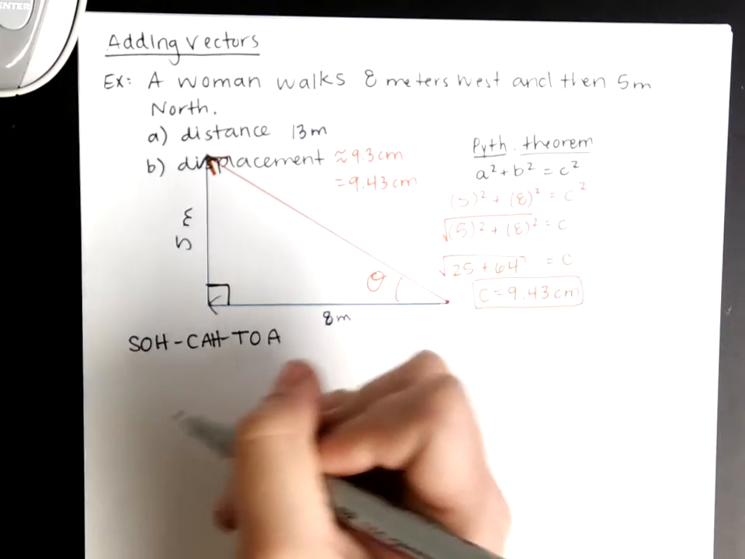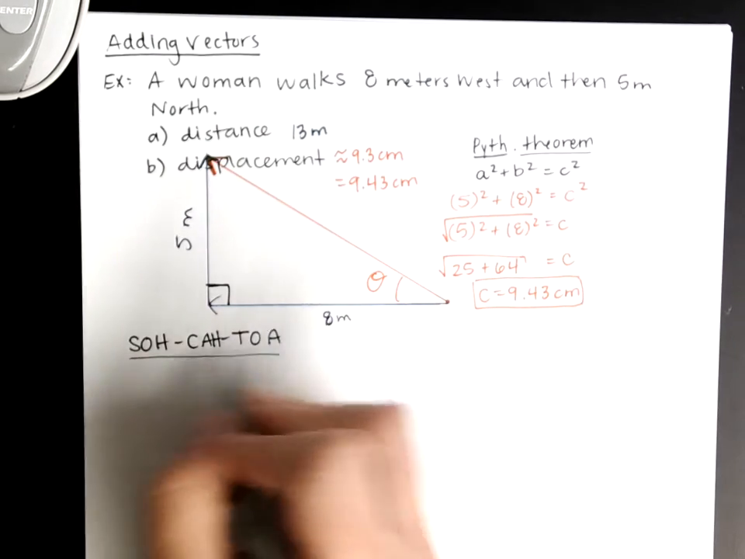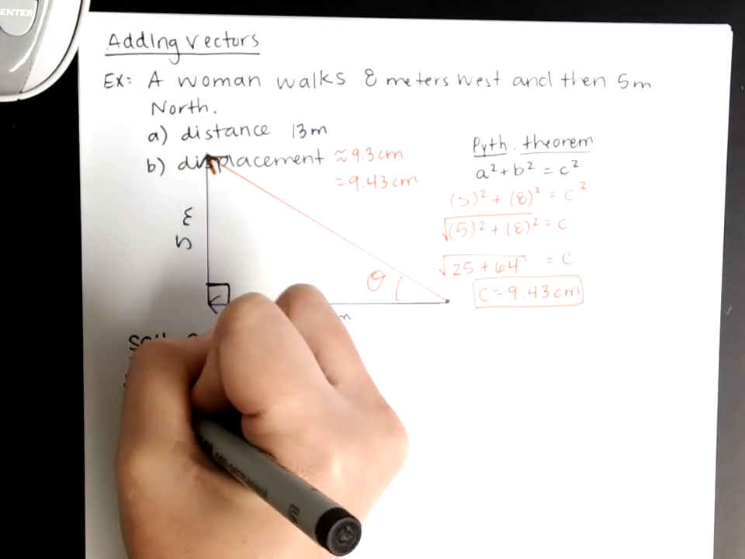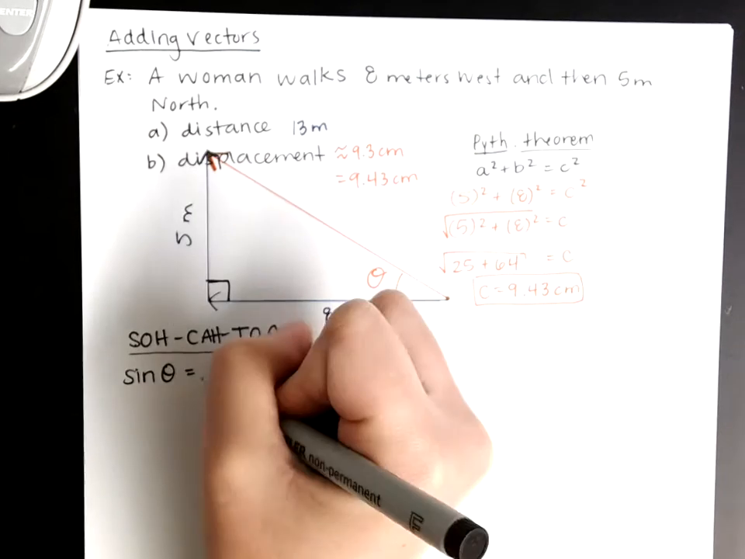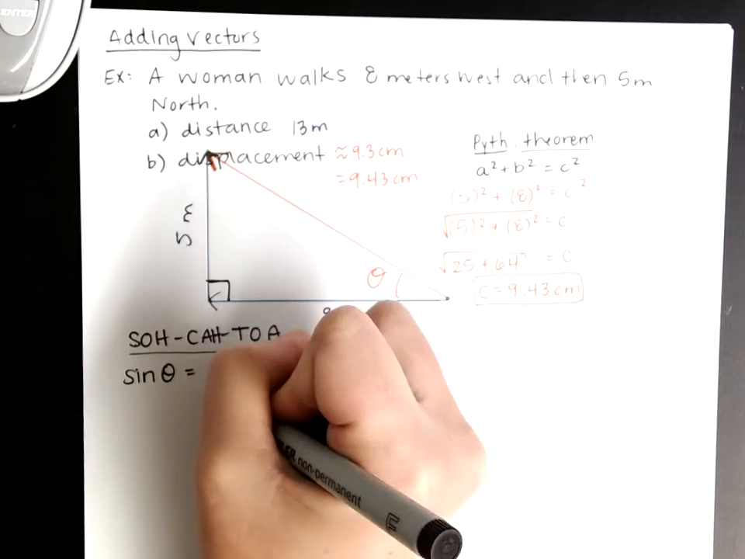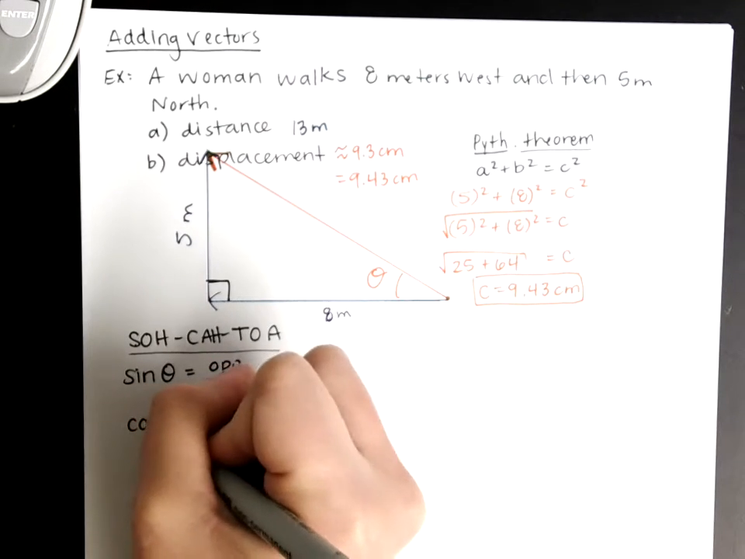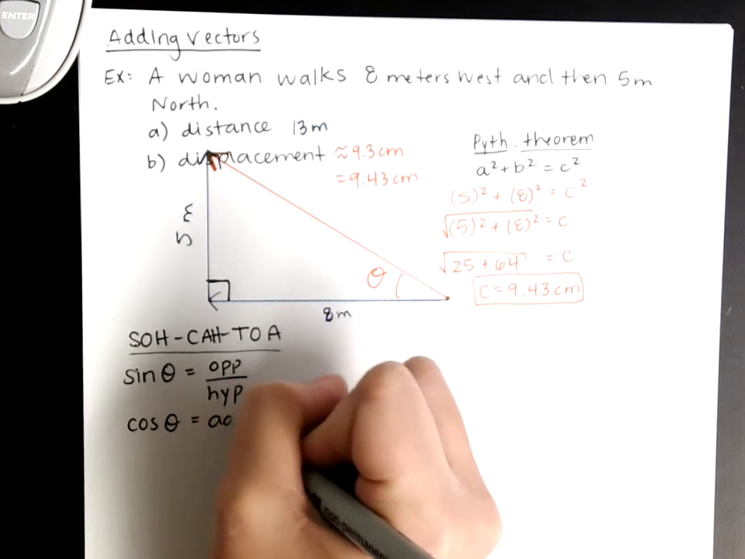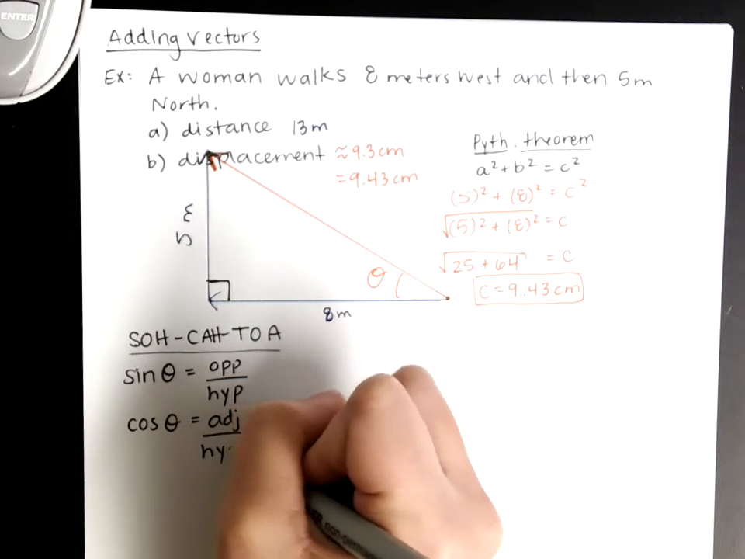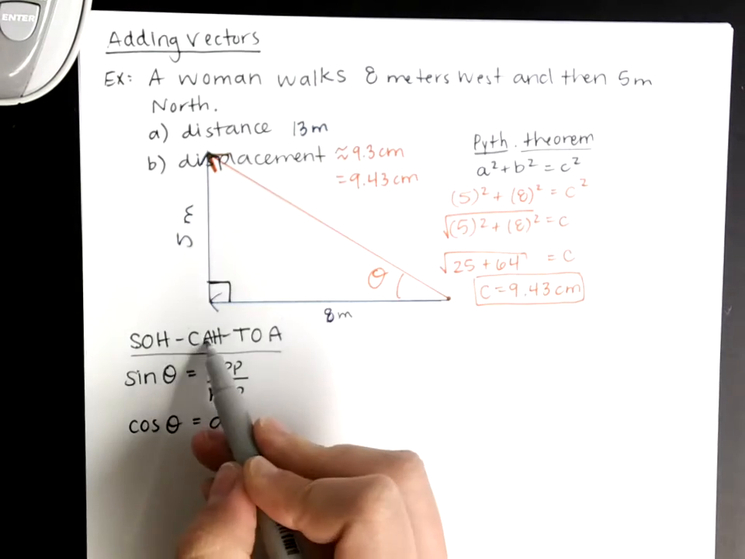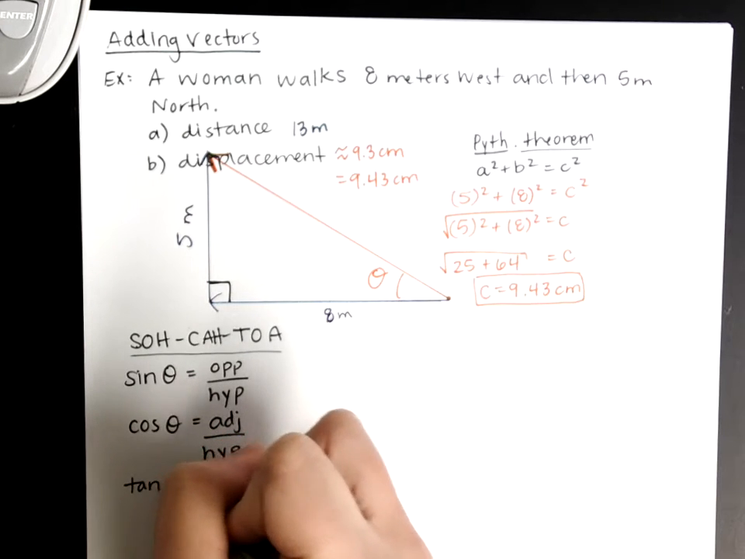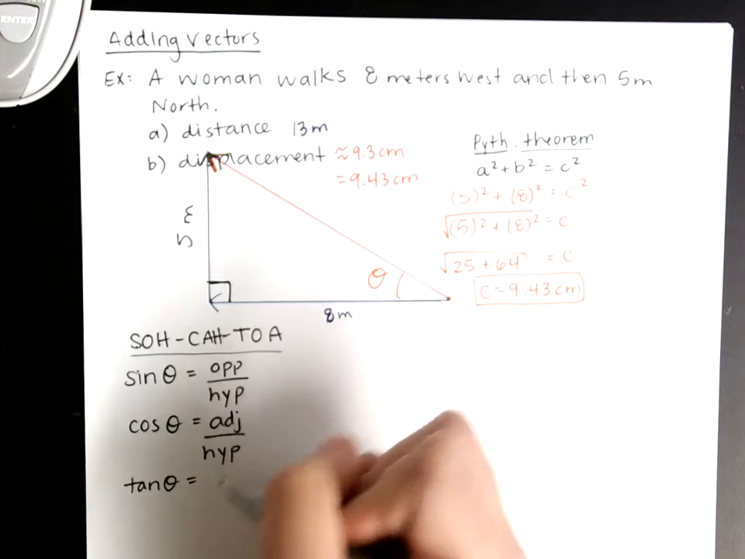SOH CAH TOA, so we have sine. Sine of theta is equal to opposite over hypotenuse, or O over H. Cosine theta is equal to adjacent over hypotenuse, or A over H. And tan theta is equal to opposite over adjacent.